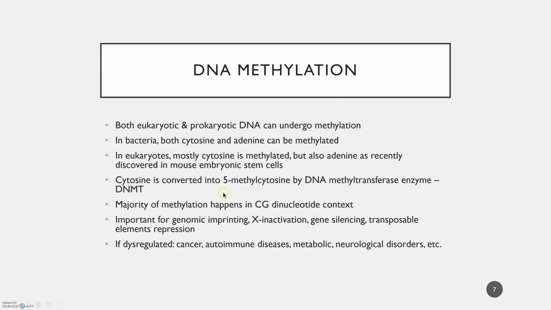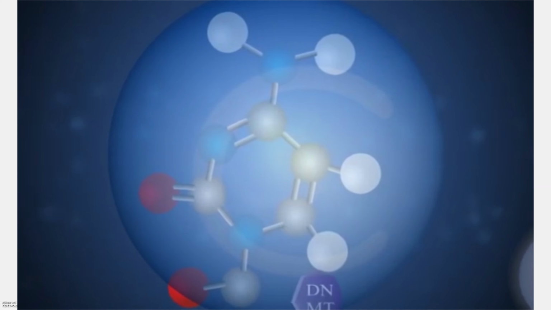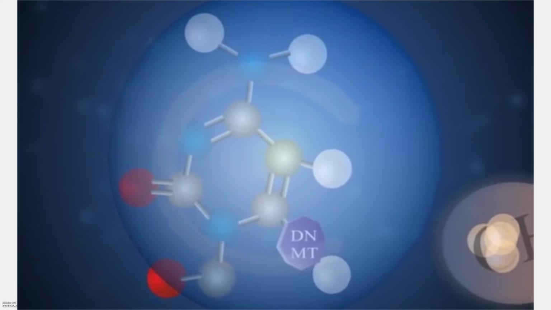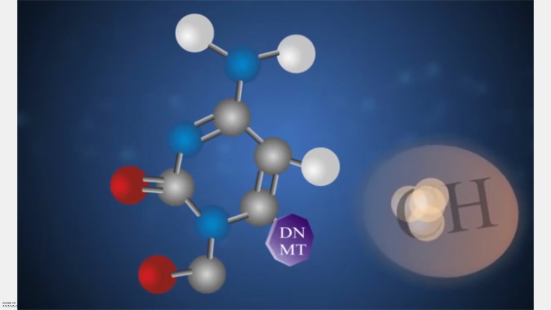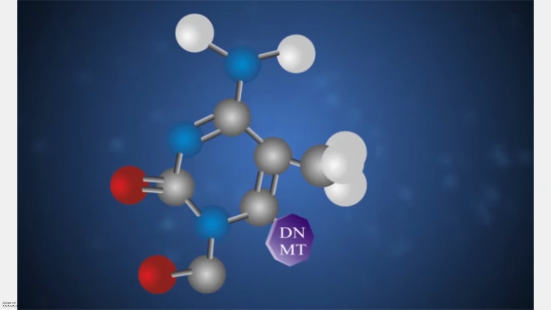The majority of methylation occurs in CG dinucleotide context. Regardless of whether methylation takes place within or outside the CG context, cytosine methylation is crucial to genomic imprinting, X inactivation, gene silencing, and repression of transposable elements. If the methylation process is altered in some way, gene expression can become dysregulated, and this can contribute to serious diseases like cancer, autoimmune diseases, metabolic and neurological disorders.